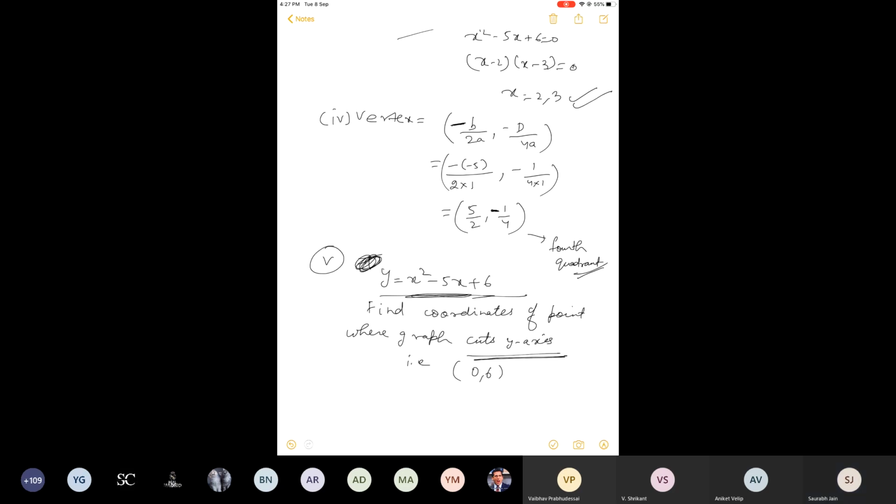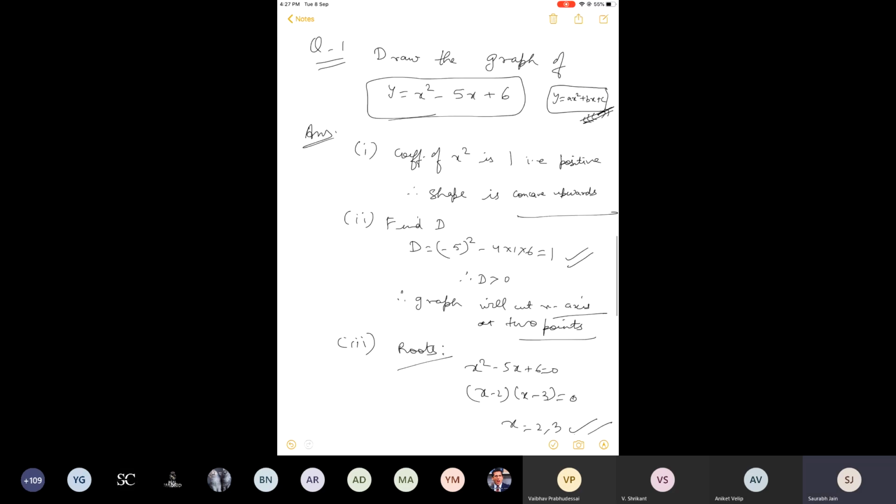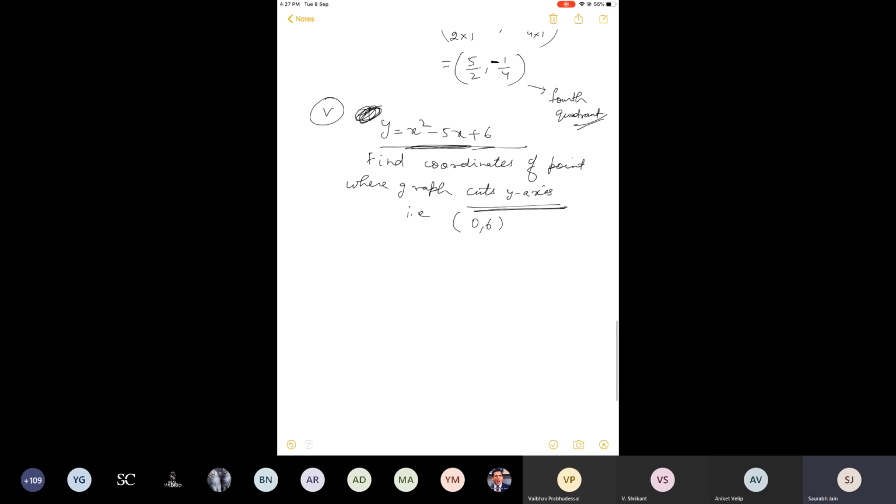So everything we have now, which is required to draw the graph. Okay. This is the Cartesian plane. So these are some of the points that we can mark here. And after marking all these values, since it is 6 here, we need to extend it.